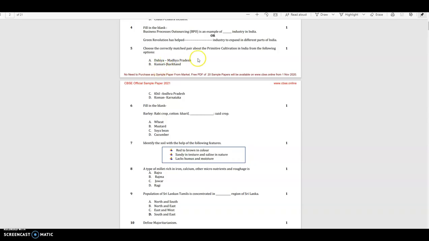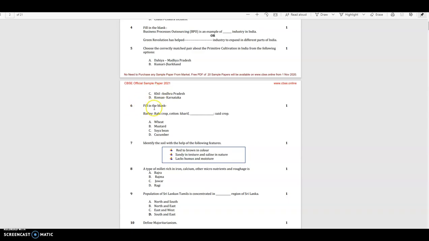Dahiya in Madhya Pradesh. Then Kumari in Jharkhand: jhumming is known as Kuruva, not Kumari. Then in Andhra Pradesh, jhumming is known as Podu or Penda. Then Common in Western Ghats, not in Karnataka. So the correct answer is Dahiya in Madhya Pradesh. So study well all these names of jhumming or slash and burn cultivation.